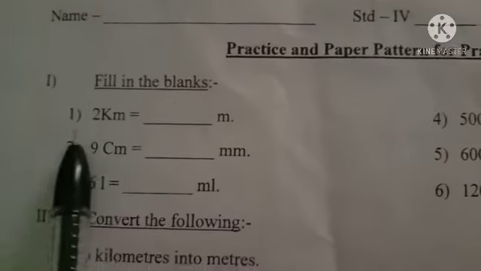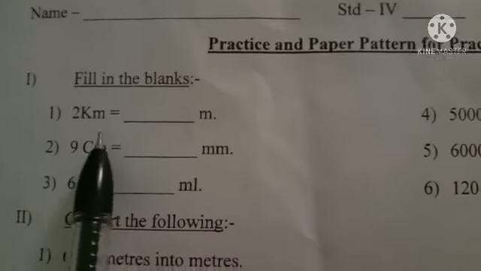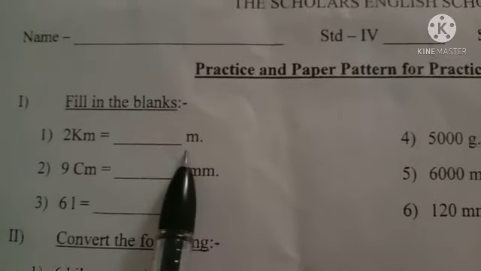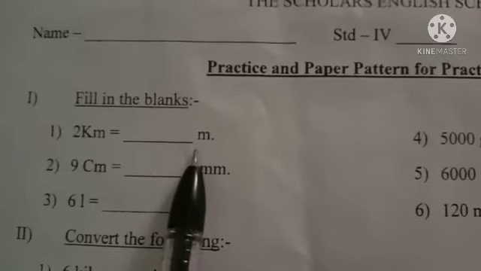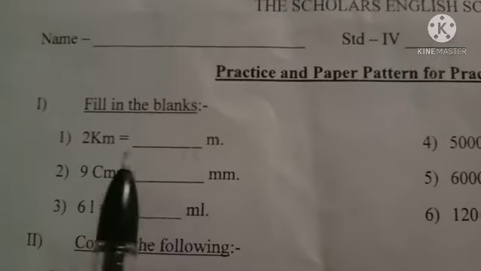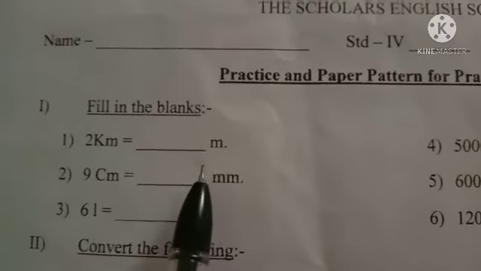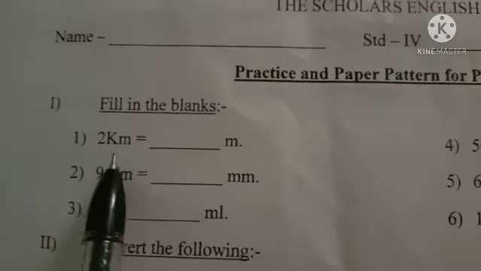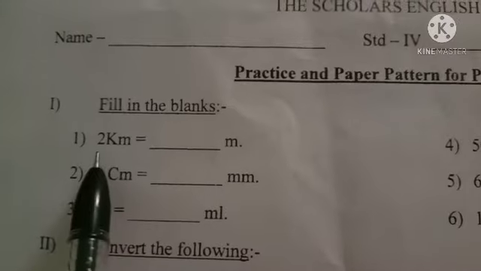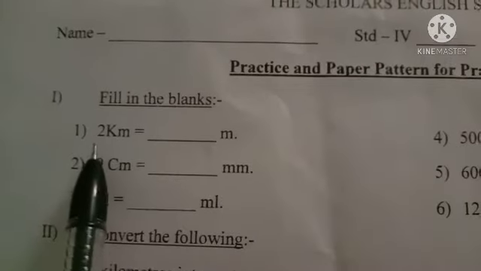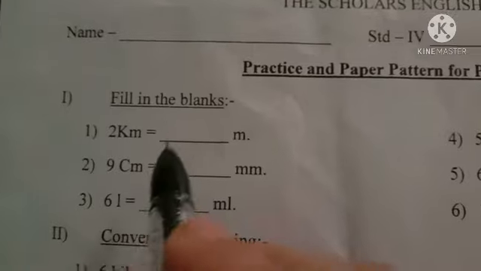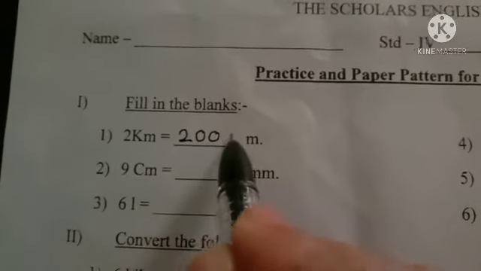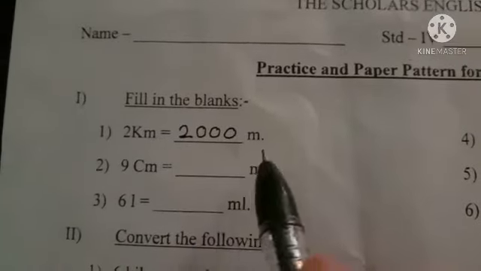See the first question given: 2 kilometers is equal to dash meters. So we have to convert this kilometers into meters. Students, you all know that 1 kilometer is equal to 1000 meters. So if we convert 2 kilometers into meters, we have to multiply this 2 by 1000. So 2 multiplied by 1000 is 2000 meters. So, 2 kilometers is equal to 2000 meters.